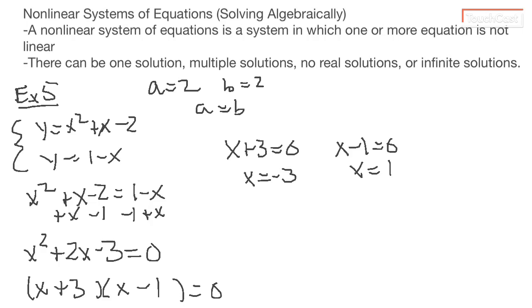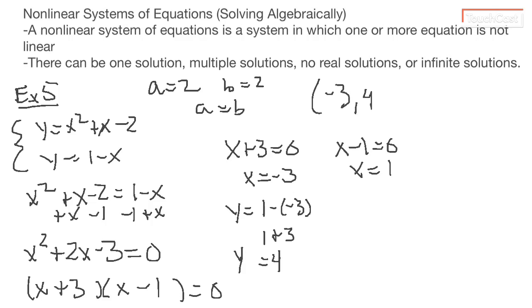So I'm going to actually use that second equation. y equals 1 minus negative 3. Minusing a negative is the same as adding. So 1 plus 3 is 4, which means one of our solutions is going to be at the point -3, 4. For our second solution, we're going to do the same process. We're going to go y equals 1 minus 1, which means y is going to equal 0. So our second solution is going to be at the point 1, 0.